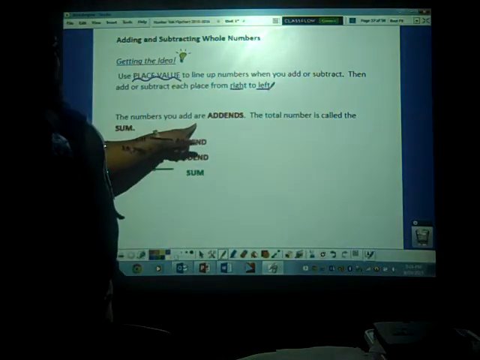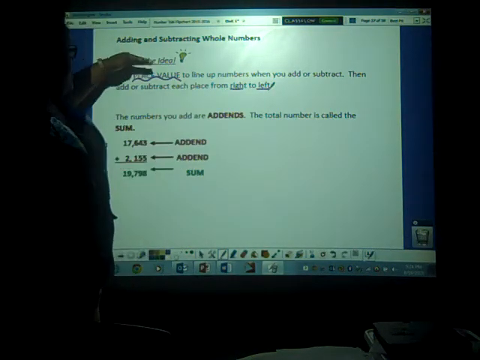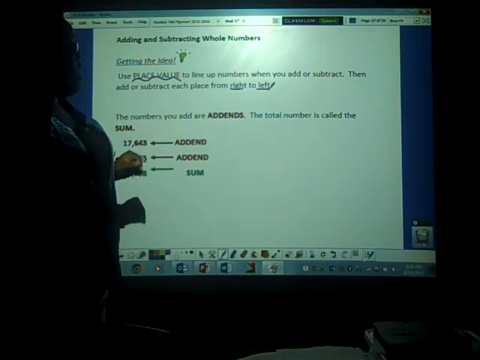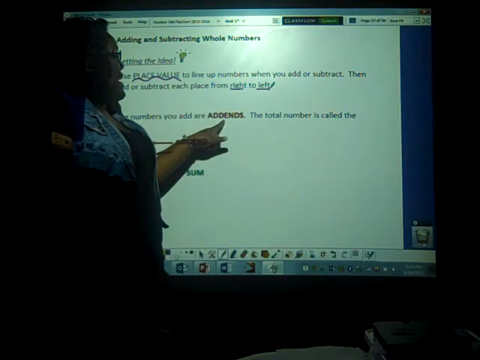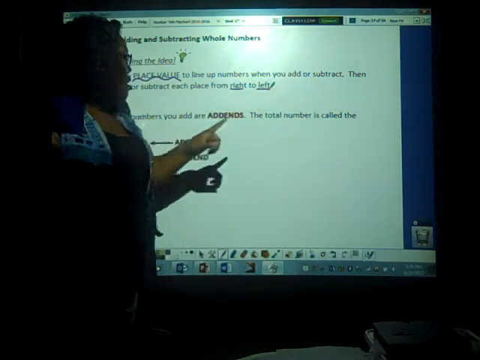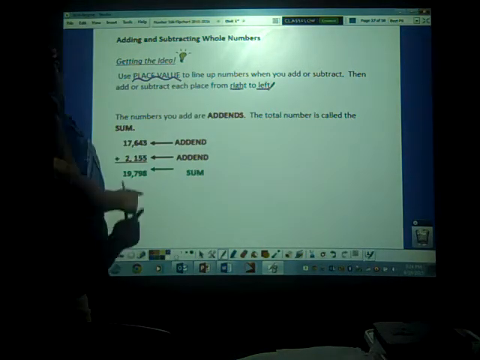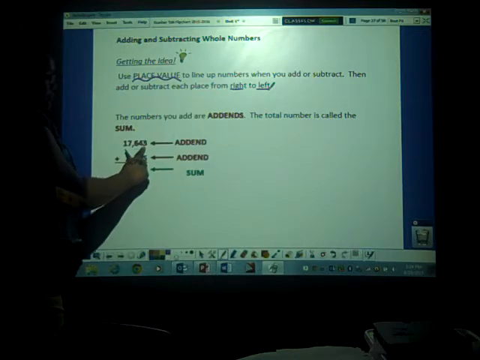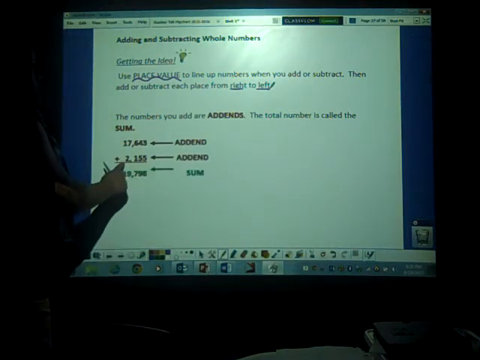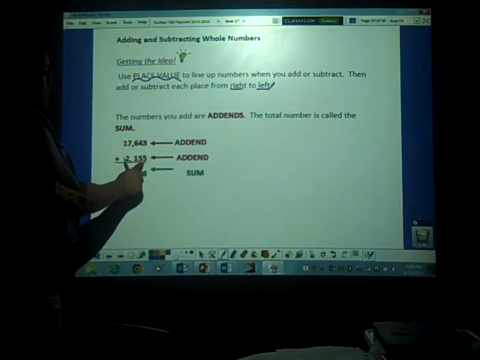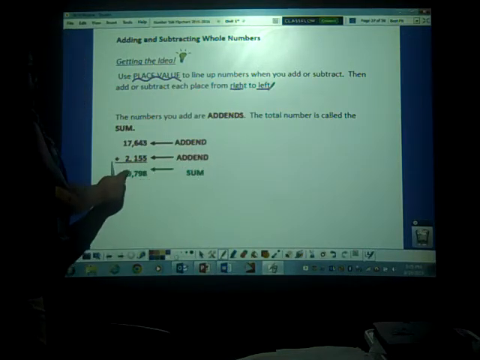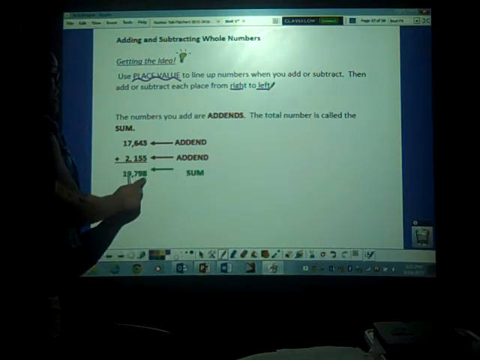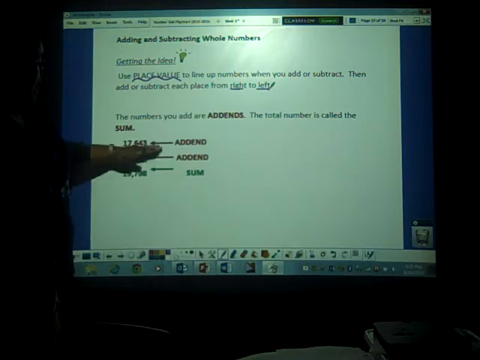Now, the numbers you add are your add-ins. This is something that you want to pause and copy down. I'll tell you in a minute when to pause. The numbers you add are add-ins. The total number is called the sum. So, this is the example I have. 17,643 is your add-in. Plus 2,155 is your second add-in. Your total, which is your sum, 19,798. So this is what the standard algorithm looks like.